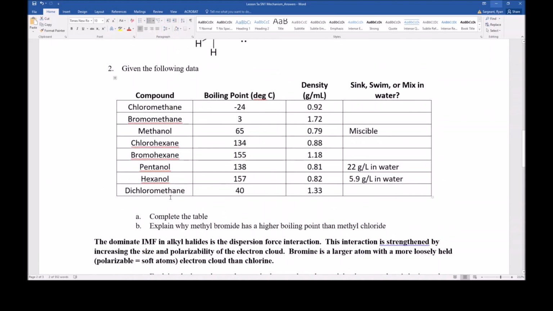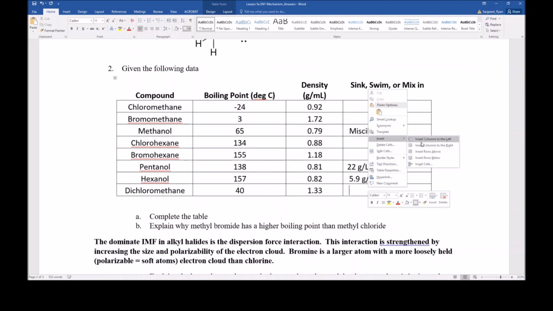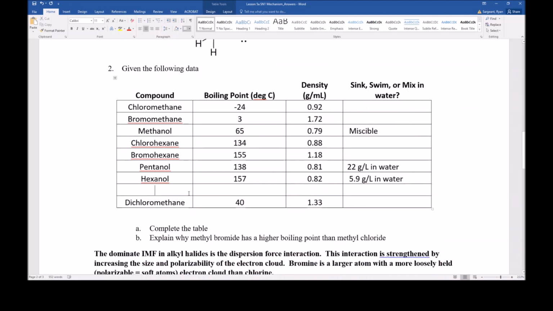1-heptanol, if I were to put it in this table right here, let's see if we can add a row. We cannot that way. Insert rows above. Well, I messed that up. So we're going to put 1-heptanol in here just to get a feel for it. And you ask, well, why isn't there a 1 with pentanol or hexanol? Well, that's because it's assumed. So I'll go ahead and get rid of the 1 and just assume that. I don't know what the boiling point is, but we can estimate what that is. But in terms of sink, swim, or mix, it's not going to mix. And so it's going to either sink or swim. And so that's the next question we need to get into.